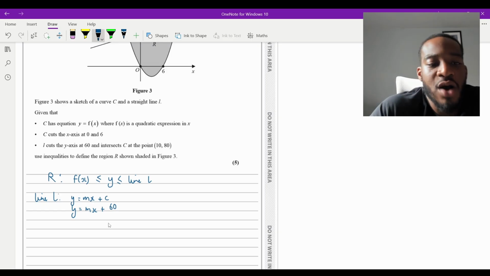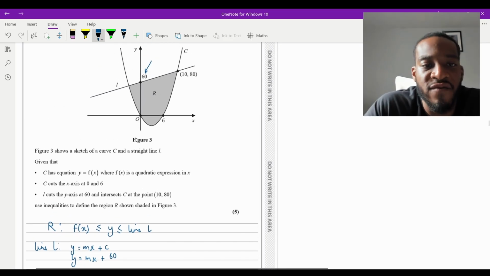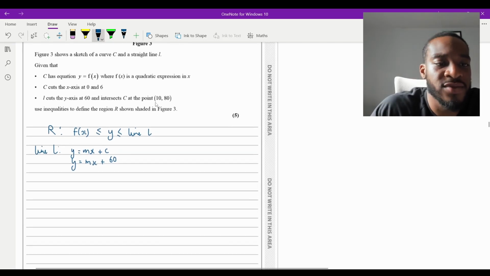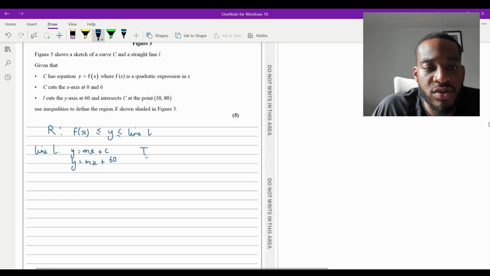Now we need the gradient. Well, how can we figure out what the gradient is? Well, we've got 2 points on that line. We've got the point (0, 60), the y-intercept, and we've got the point (10, 80). So I can just use change in y over change in x to figure out what the gradient is. So I'm going to say 2 points on that line: the first is (0, 60), that's the y-intercept, and the other one was (10, 80), wasn't it?